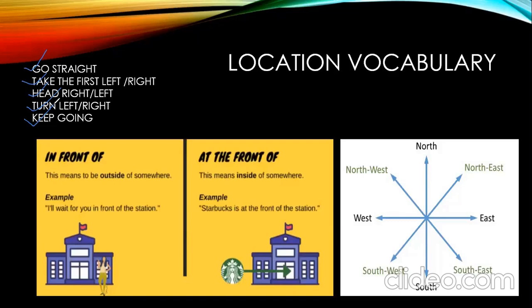So we have a picture over here to show you the difference between in front of and at front of. If I talk about in front of, then you see a woman over here who's standing in front of this school or in front of this station. And at the front of, again, we have a Starbucks, which is there in the front of the station. So is everyone clear? Please familiarize yourself with words such as go straight, take the first left, head right, turn left, keep going, because these are commonly used vocabulary in IELTS maps specifically.